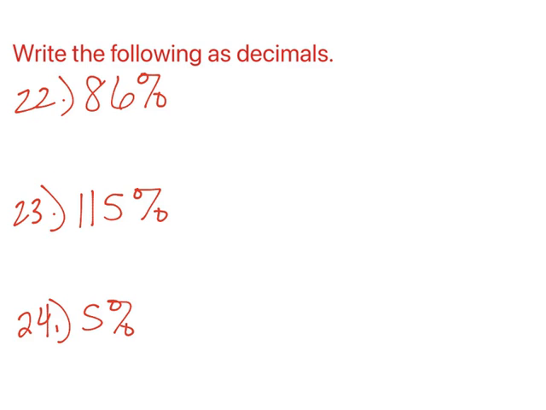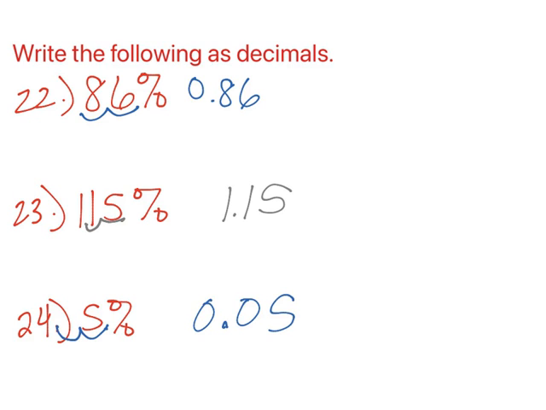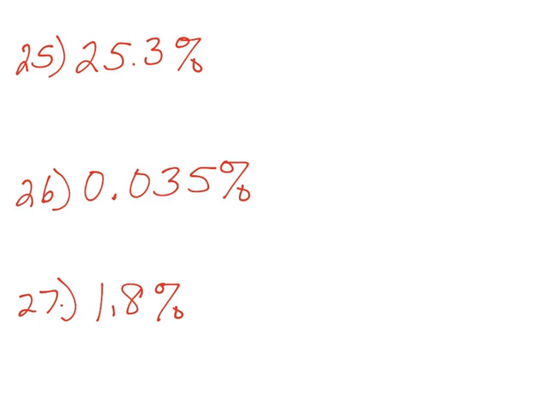So let's do a couple of these. 86%, divide by 100, locate the decimal, 2 places to the left, 0.86. 115%, locate the decimal. We're dividing by 100, so we move the decimal left 2 places, and we get 1.15. 5%, locate the decimal. We're dividing by 100, so left 2 places, and we get 0.05. Let's do just 3 more. 25.3%, locate the decimal 2 places to the left because we're dividing by 100, and we get 0.253.